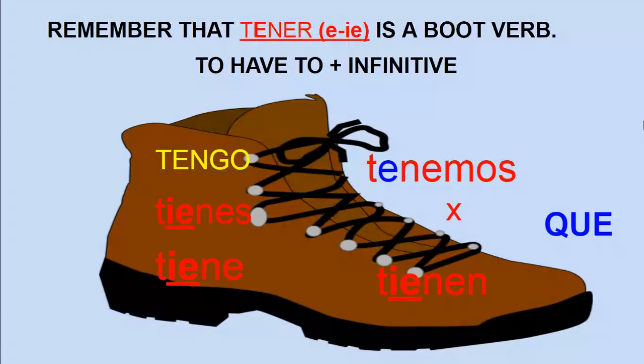Notice this blue word que over here on the right side. We're going to add que after it to say to have to. So tengo que means I have to. Tienes que means you have to. And we'll add an infinitive. That's one of those words that end in AR, ER, or IR.